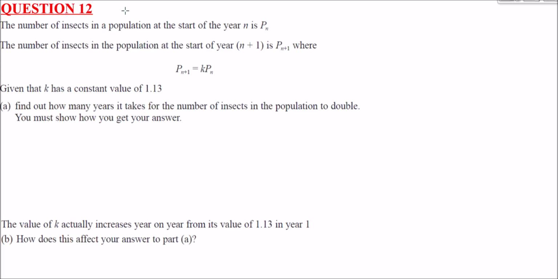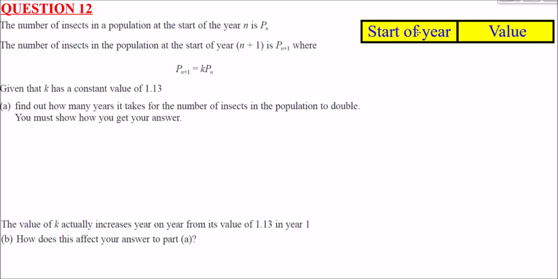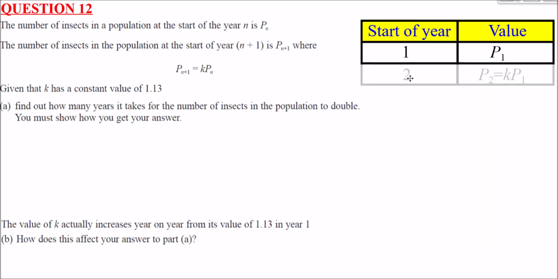Before I dive into the solution, I'm just going to try and talk through what this question is actually talking about in the first place, just to try and give a bit more understanding. So let's think of this in a table first of all. Start of year and then the value. So at the start of year 1, that value is going to be p subscript 1. Next year will be year 2. Now for year 2, that's going to be k multiplied by the value for the year before. So p2 will be k multiplied by p1.